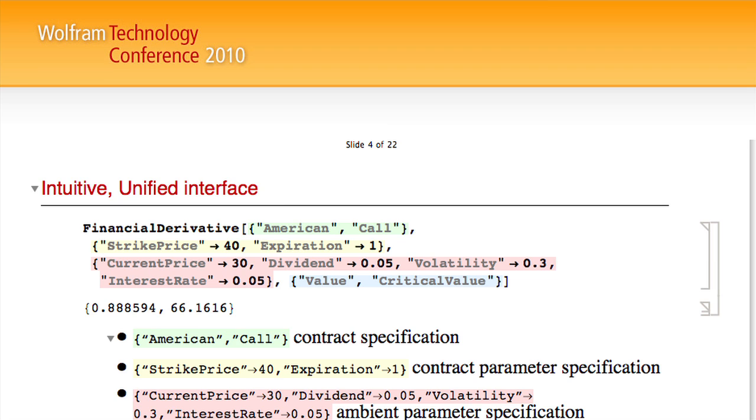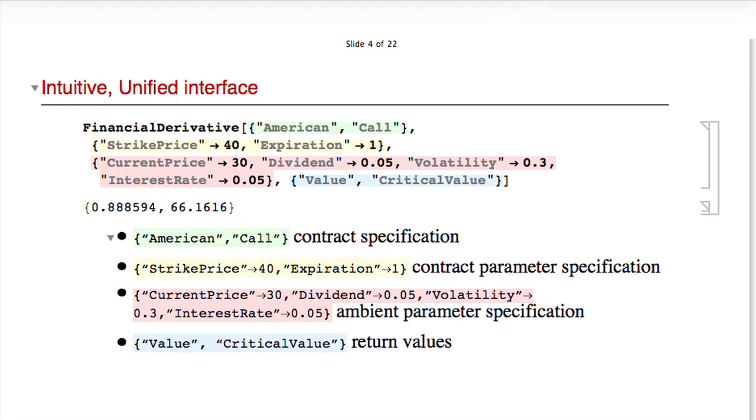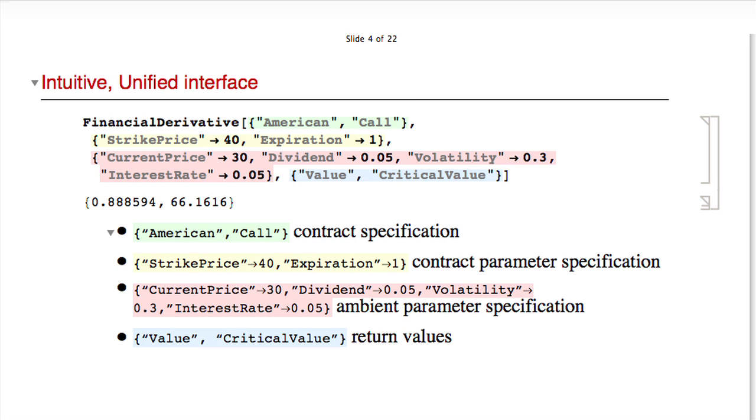So I think one of the advantages, and something that we've tried to really focus on in designing the interface for this function, is to have it as unified as possible. So you have a single function, and you have a very typical way to enter parameters into the function. The first argument is the contract specification.